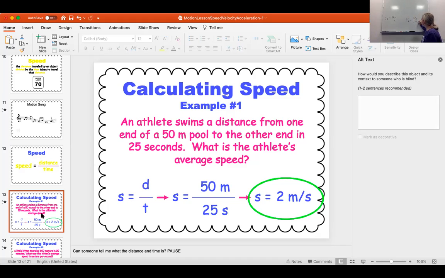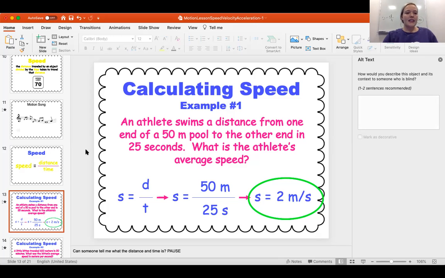So this one actually divides pretty evenly. So I'll put my equal sign again. I know 25 goes into 50 2 times. We have meters and seconds, so it's 2 meters per second for our answer.